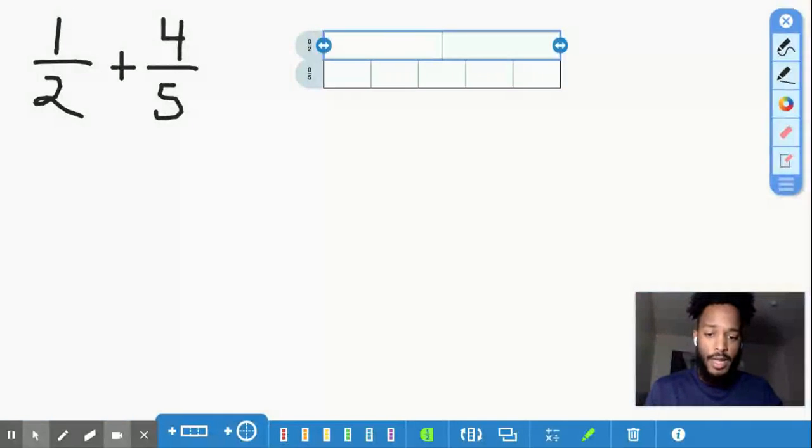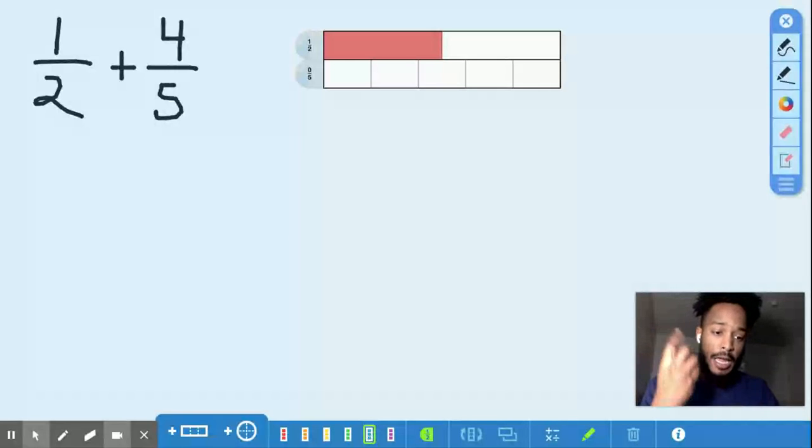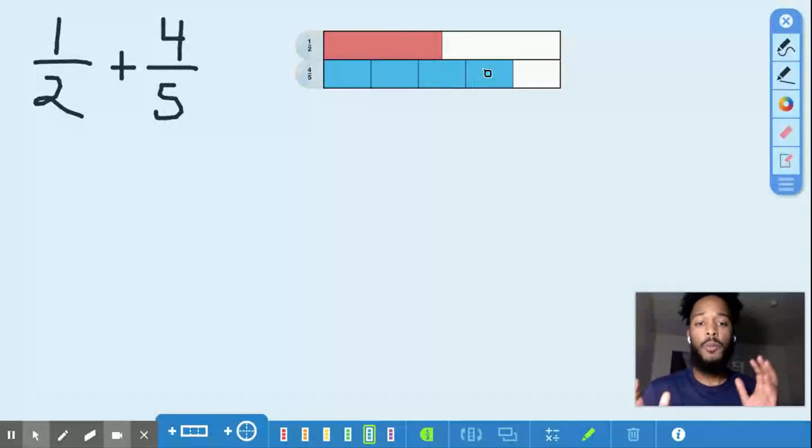So I clicked on red, and I know that I want to fill in 1 box out of the 2 to represent 1/2. Now for my 4/5, I'm going to click another color. Blue is my favorite color, so I'm going to click on blue. I need to shade in 4 out of the 5. So 4 tells us the numerator, or the number of parts that we're actually going to be focusing on. Okay.